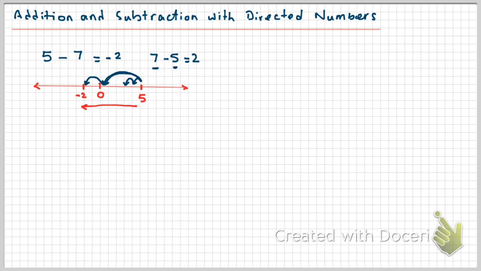Let's have a look at another question. Let's have a look at 3 take away 8. Now 8 take away 3, if you think about it, is 5. So the difference between 3 and 8 is 5, except I'm taking away a larger number from a small number. So I'm going again beyond 0. 3 take away 3 is 0, but I'm taking a lot more than that. I'm taking 5 more. So the answer is negative 5.